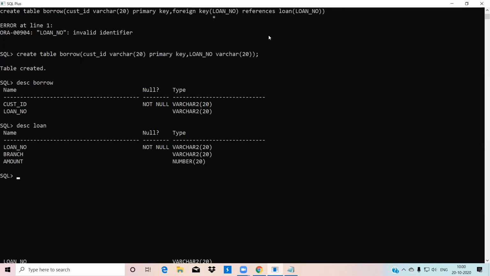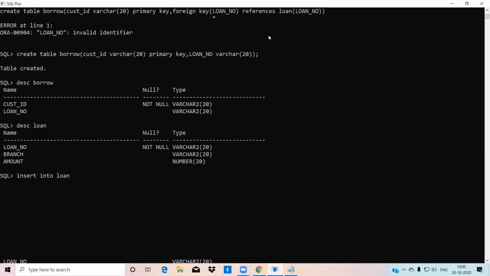So check out, here we have created two tables. One is the borrower table, which has customer ID and loan number, and the loan table has loan number, branch and amount. So now we are going to insert the values for both the tables.